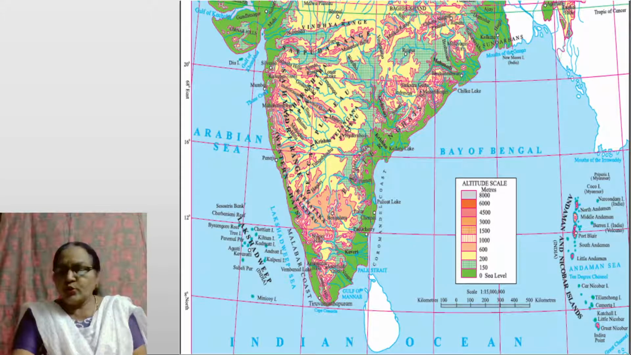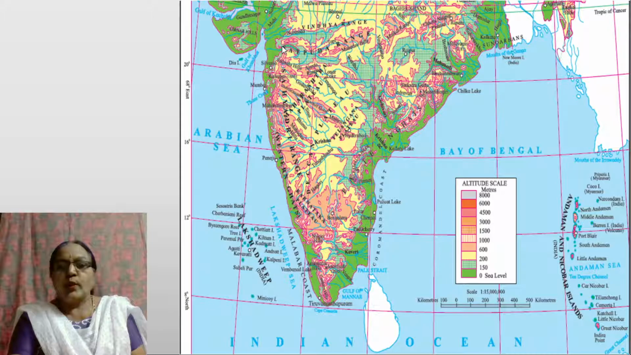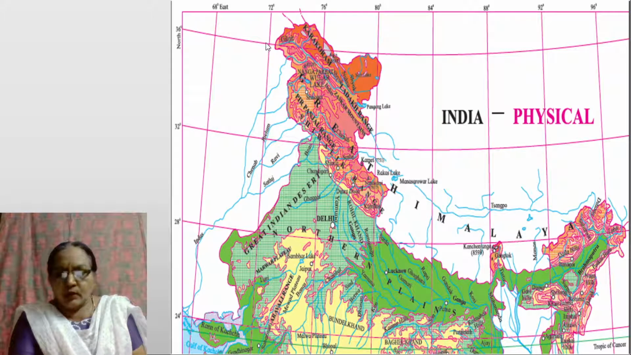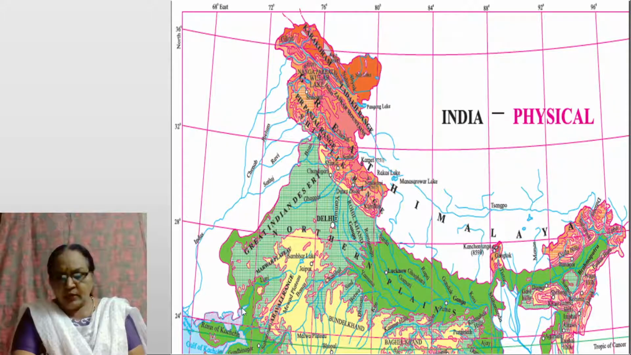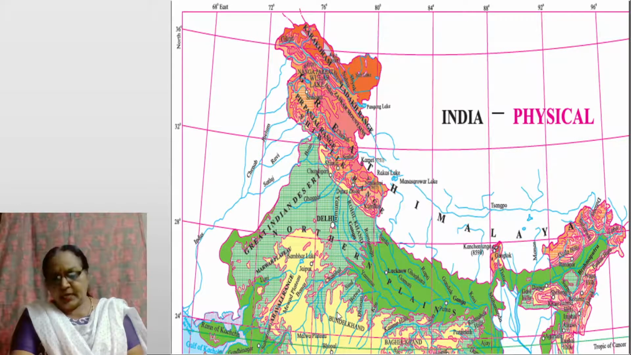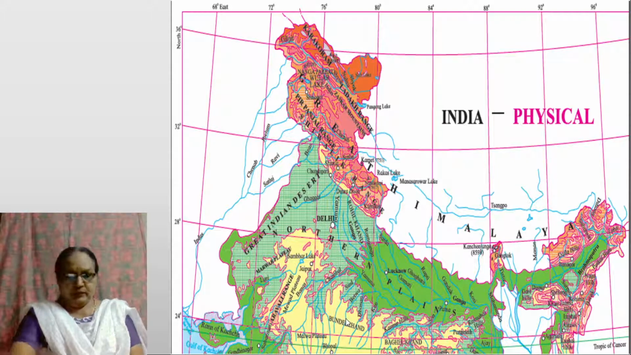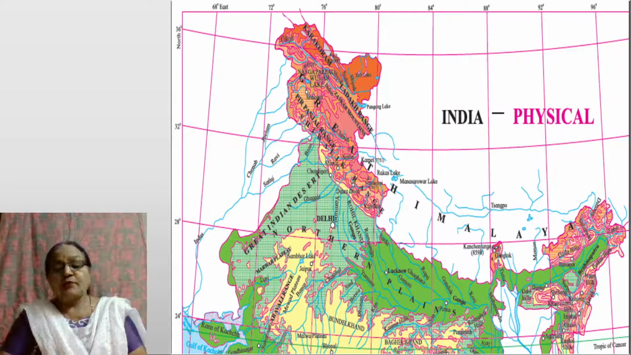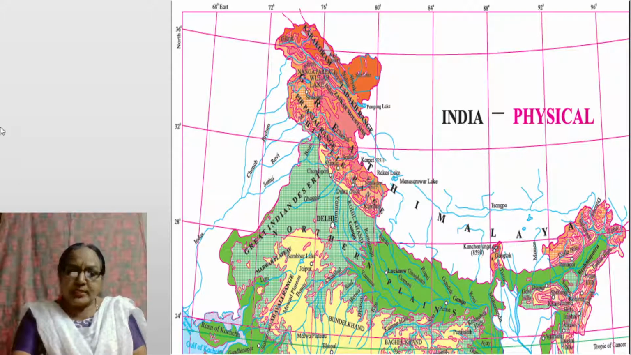Apart from this, you can also see smaller plateaus here. If you see here, can you see this? Bundelkhand Plateau, Baghelkhand Plateau, etc. Now all these are smaller plateaus. We have Bundelkhand, Baghelkhand, the Malwa Plateau, Mewar, then Chota Nagpur Plateau. Then on the west further, you can also see the Aravali Range. Now Aravali Ranges are old fold mountains.